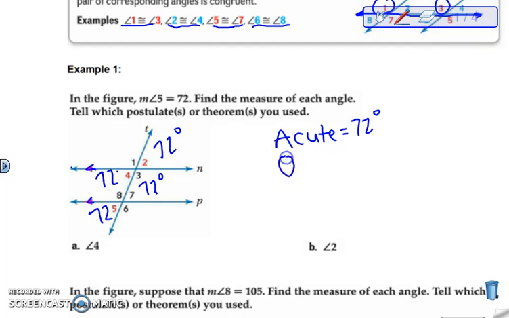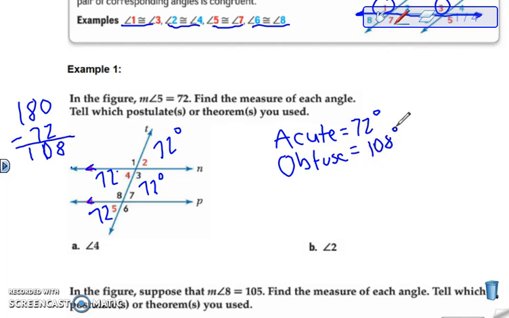I don't know my obtuse angles yet, but I know all my linear pairs equal 180. So if I'm not sure what to do, I know that I have to take 180 for the total, subtract out 72, and that gives me whatever's left over. So all my obtuse angles are 108.